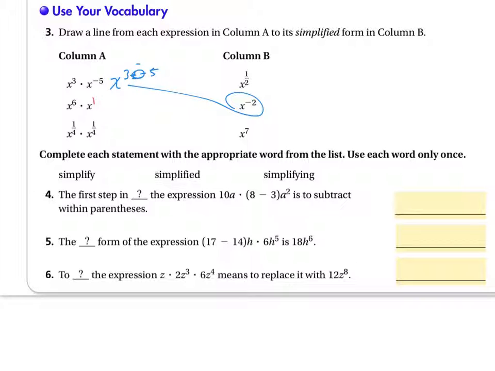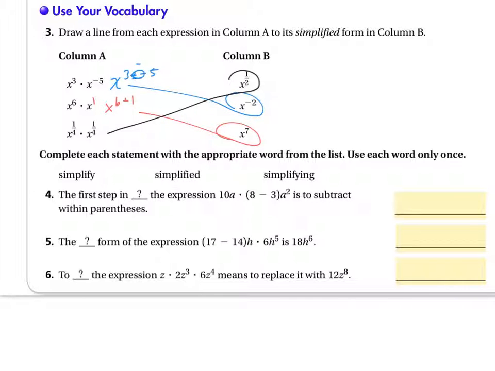x to the 6 times x to the 1 is x to the 6 plus 1. That's x to the 7. x to the 1/4 times x to the 1/4, when you add those exponents together, becomes x to the 1/2.